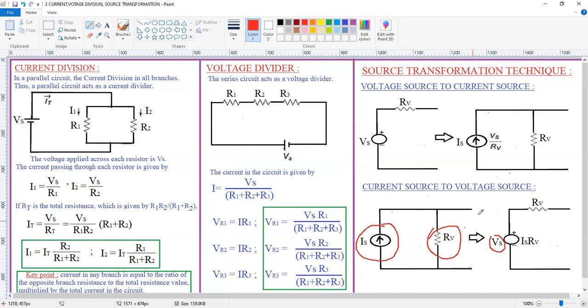Okay. Thereafter, the same voltage we need to replace here. If it is 100, this is also 100. If it is 500, this is also 500. Okay. Now this is current source to voltage source, as well as voltage source to current source.